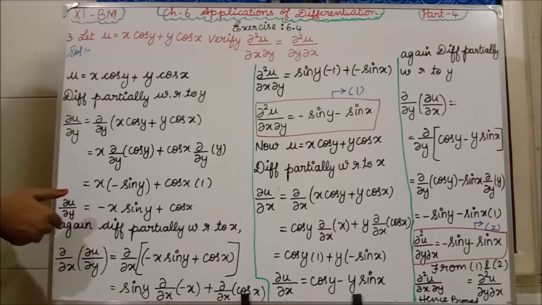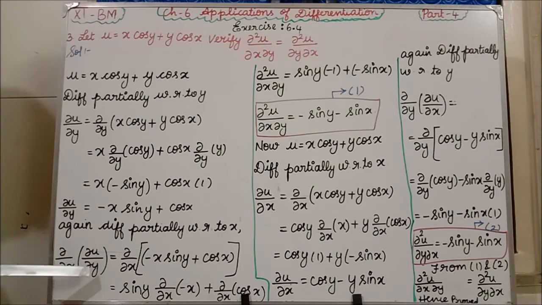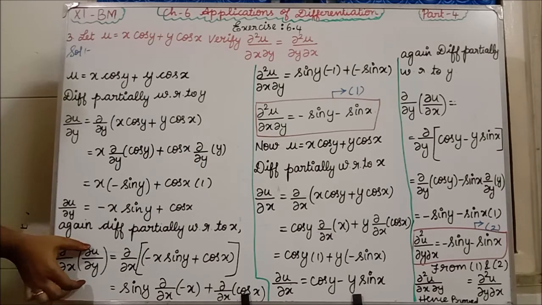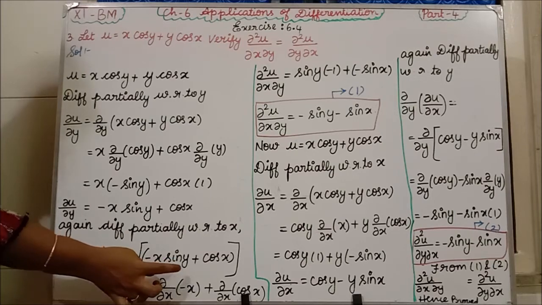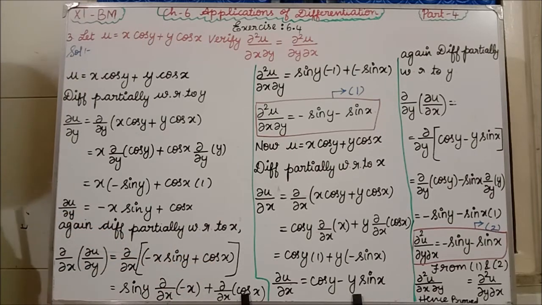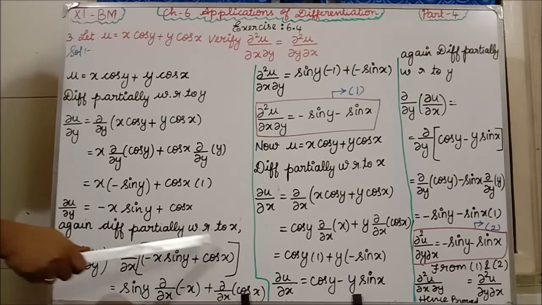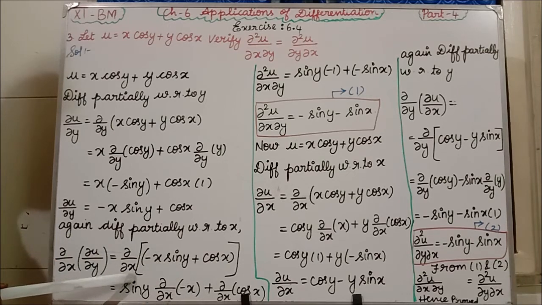This ∂u/∂y, we are differentiating with respect to x. So ∂/∂x of ∂u/∂y is equal to ∂/∂x of (−x sin y + cos x). This given function we are going to differentiate with respect to x. So wherever you have y, you have to keep it as a constant.